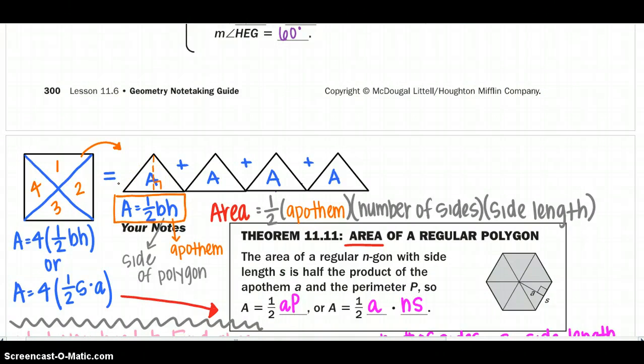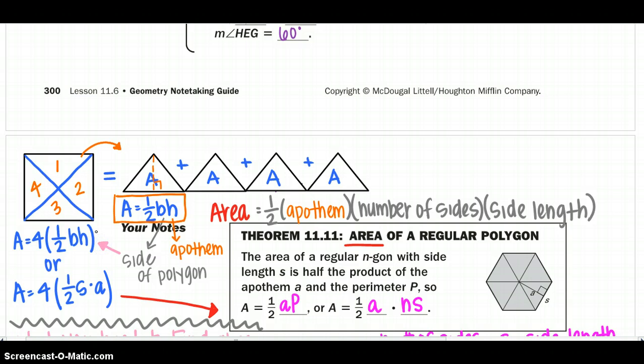But notice that your height now becomes our apothem, and our base actually becomes the side of our polygon that would be inscribed in our circle. So where we really get our quote-unquote new equation for a regular polygon would just be the same as how we might think of it.